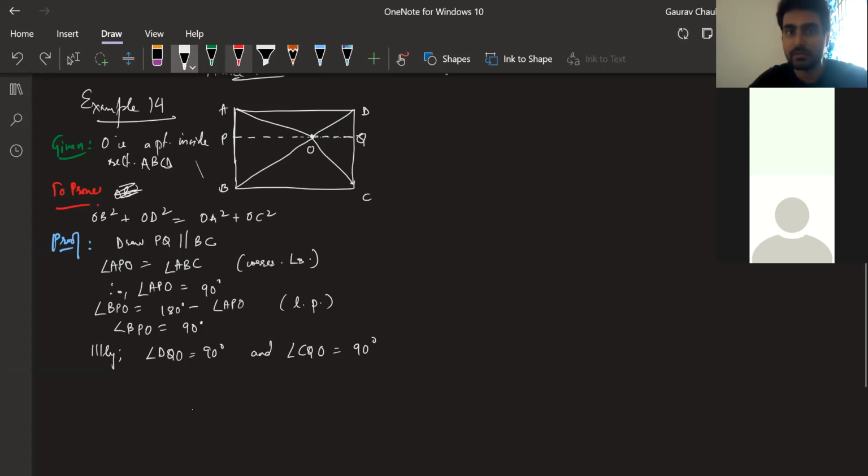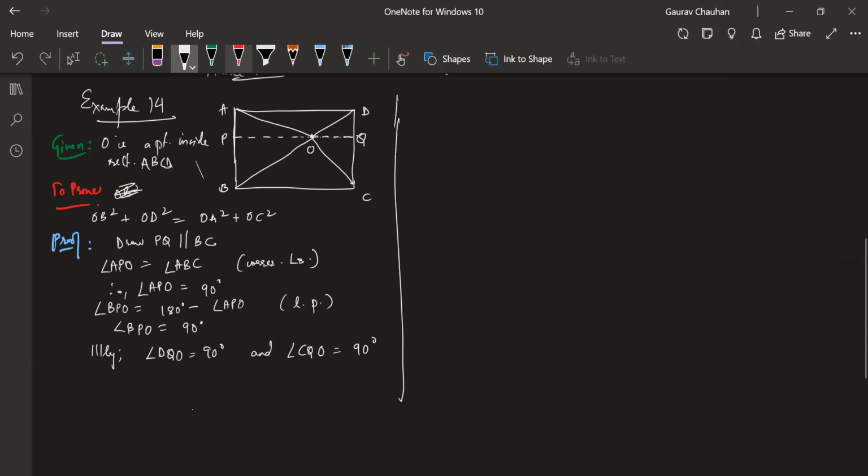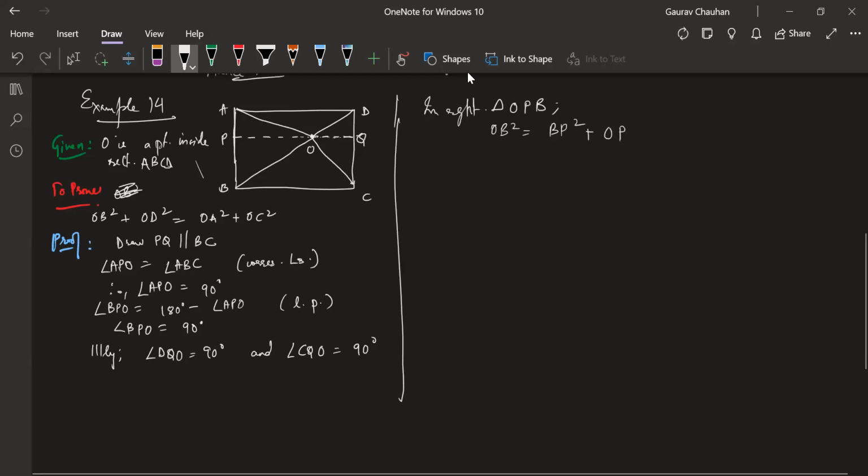I'm going to start writing from here, because I think I'll not be able to see the diagram, then it'll be confusing. So in right triangle OPB, I have OB square is equal to BP square plus OP square. This is the 90 degrees, this is my hypotenuse. So OB square is equal to BP square plus OP square.